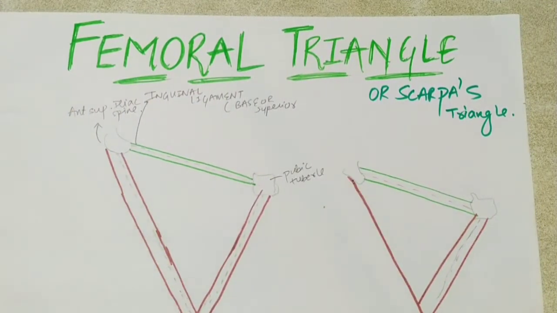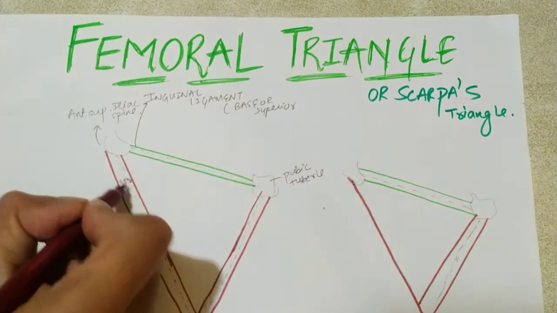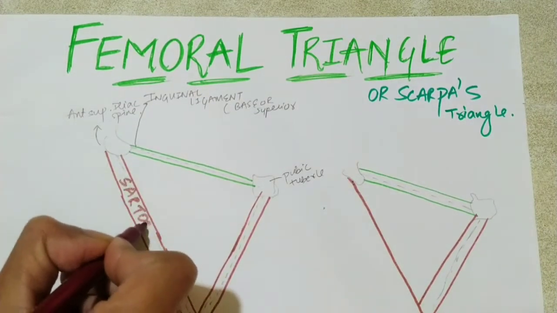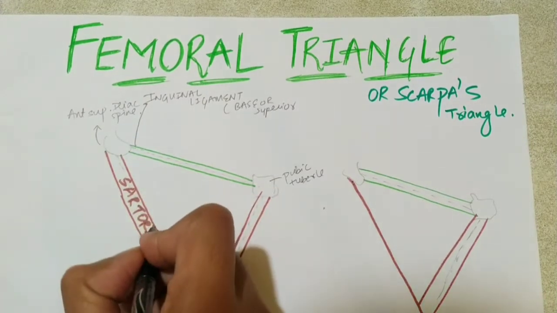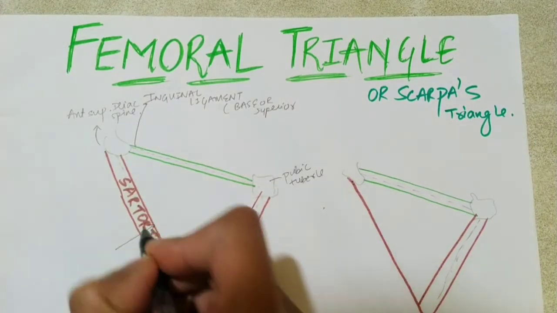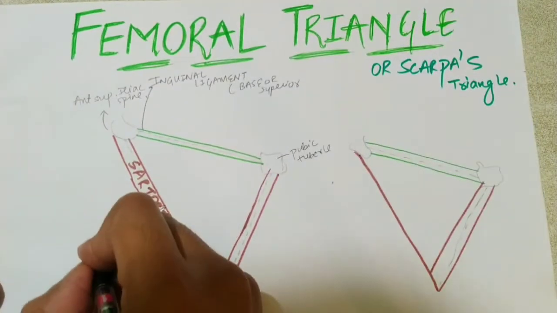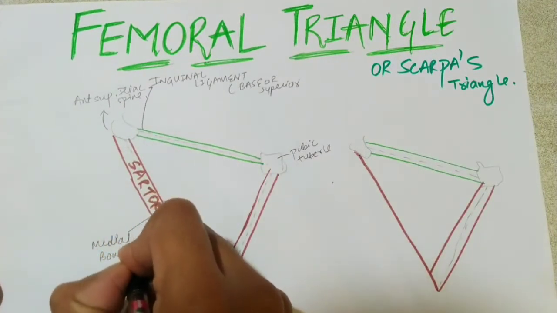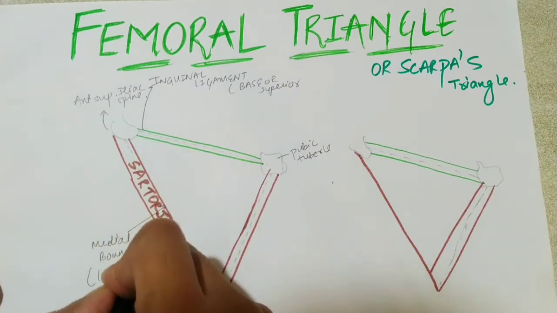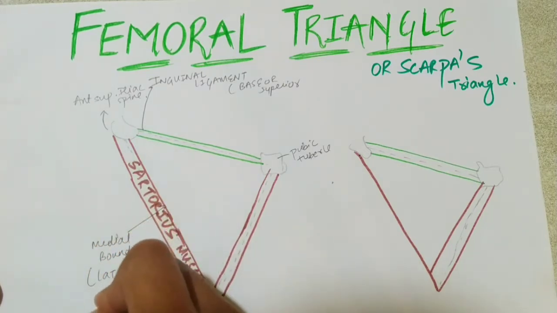You know that this muscle is the sartorius muscle. I'll write it here, sartorius. Its medial border is what forms the lateral boundary of this triangle. So this medial border of this muscle forms the lateral border.